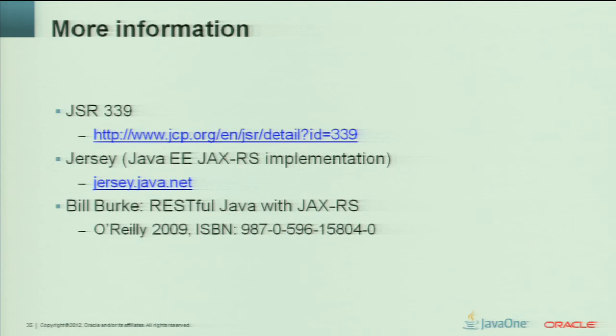So some more information. There is the JSR 339, which, as I said before, is currently a public specification done by colleagues of mine from Oracle. There's the Jersey implementation. That's a Java EE JAX-RS implementation with a lot of documentation on jersey.java.net. There's a very useful book written by Bill Burke on RESTful Java, with JAX-RS, which explains in an excellent way all the concepts. So I can strongly recommend that.